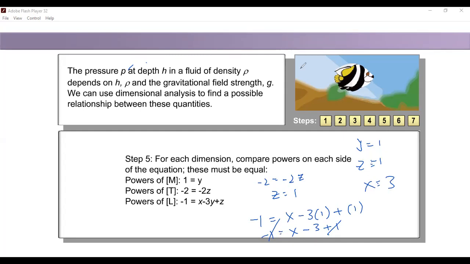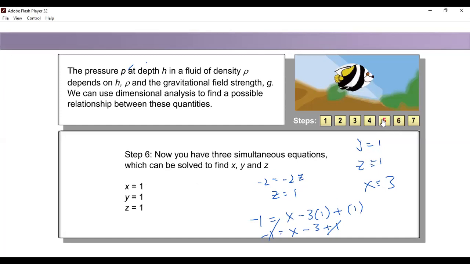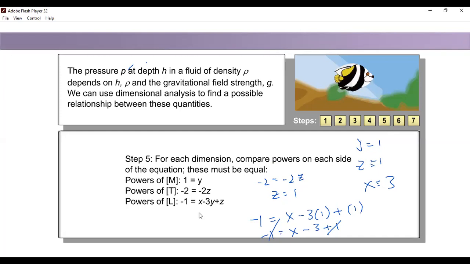So that means we notice that x is equal to 1. Let me see. Negative 1. Okay, z is 1. Again, we check. This one is negative 1 equal to x minus 3, y is 1, plus z, z equal to 1 plus 1.